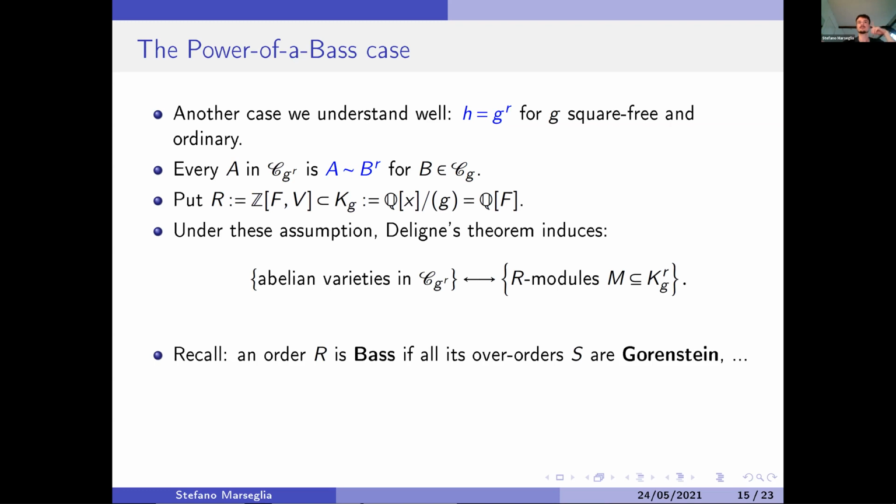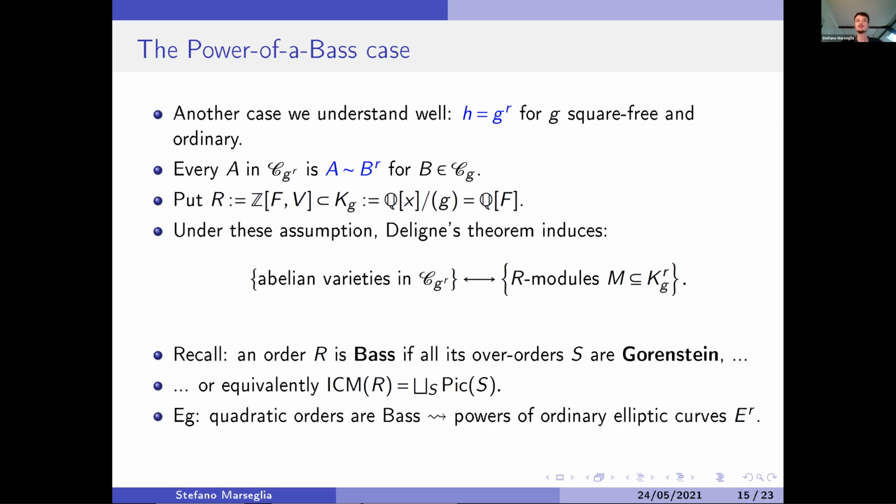Recall that now we're going to need to use this notion of Bass. So recall that an order is Bass if and only if all its overorders are Gorenstein, or equivalently, as we have seen, if the ideal class monoid is equal to the disjoint union of the Picard groups. So every fractional ideal is invertible in its own multiplicator ring. For example, quadratic orders are Bass. So whenever we are looking at an isogeny class of powers of elliptic curves, we fall into this case, for example.